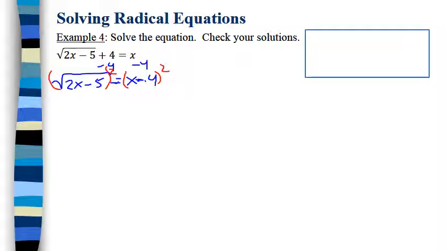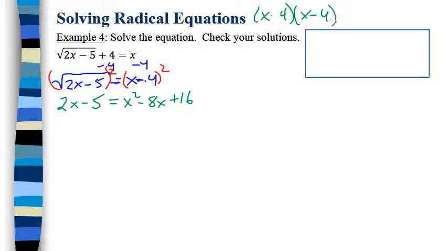And so when we do that, we end up with 2x minus 5. And we notice that that's a binomial. So we're really doing x minus 4 times x minus 4, which is x squared minus 8x plus 16. And if you don't believe me, you're doing x minus 4 times x minus 4. So you can go ahead and FOIL that out, and you'll see that that works.